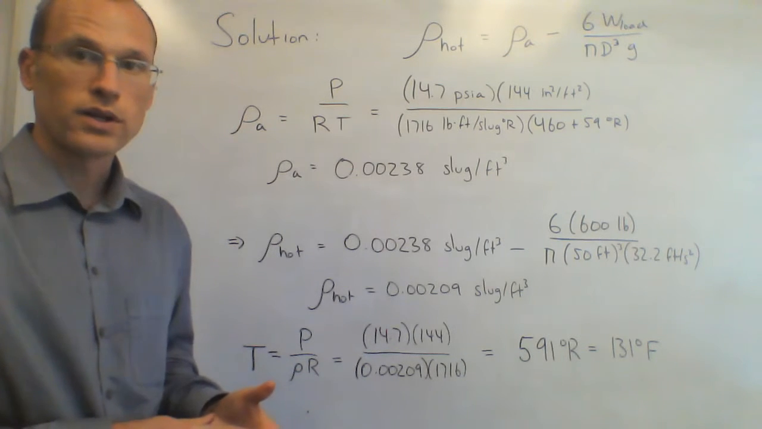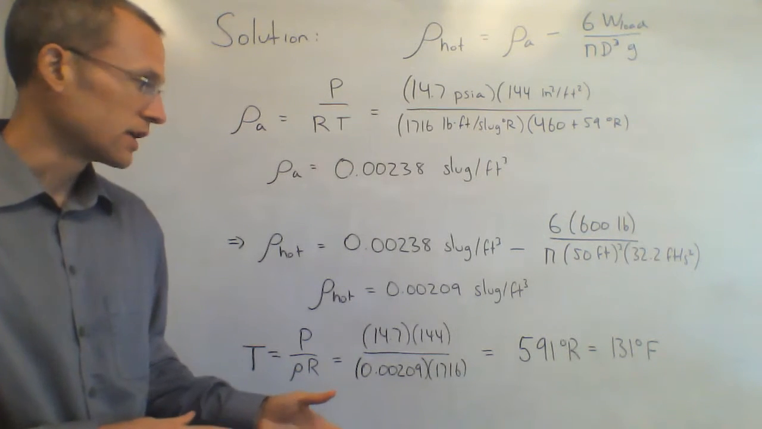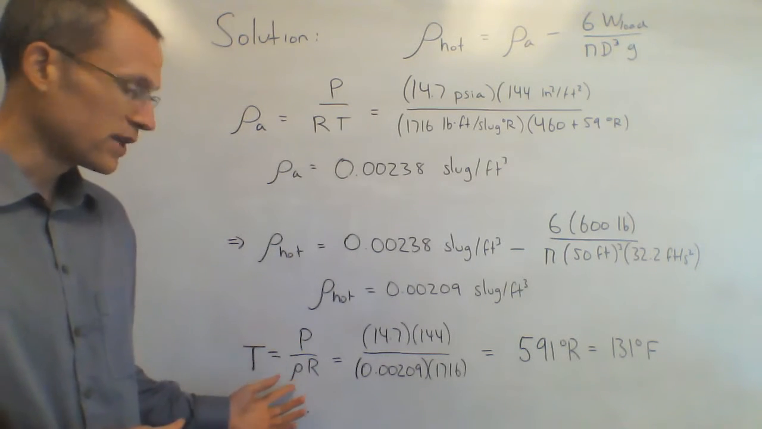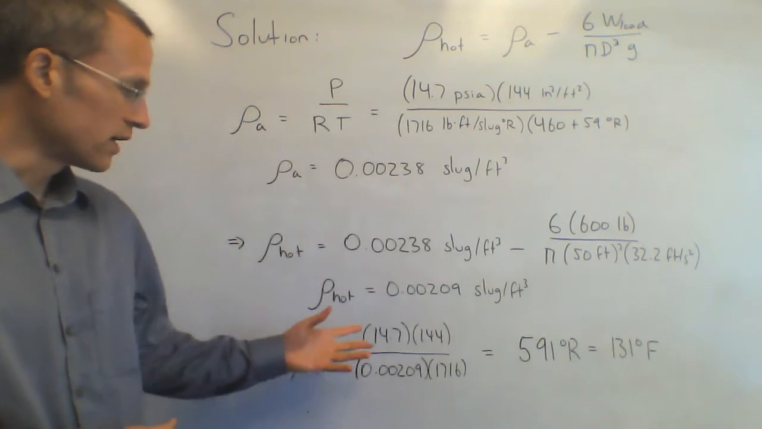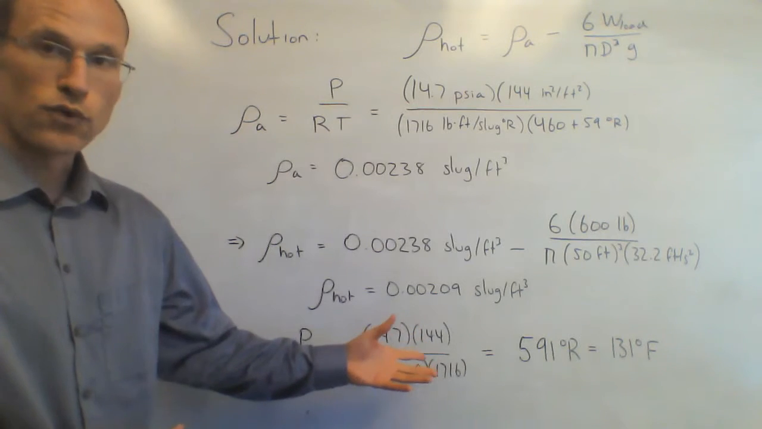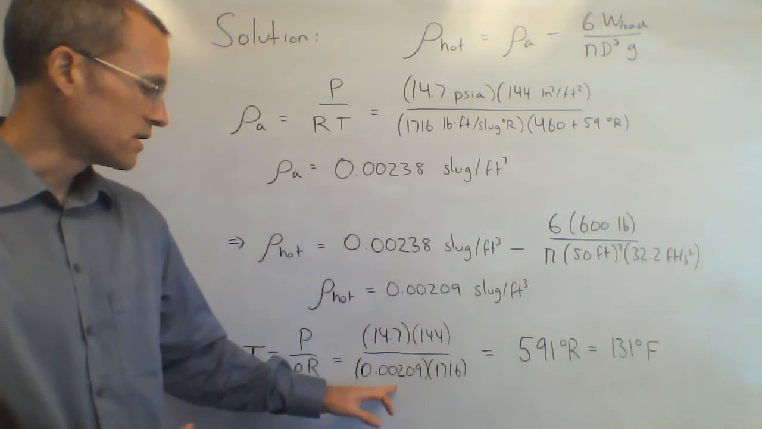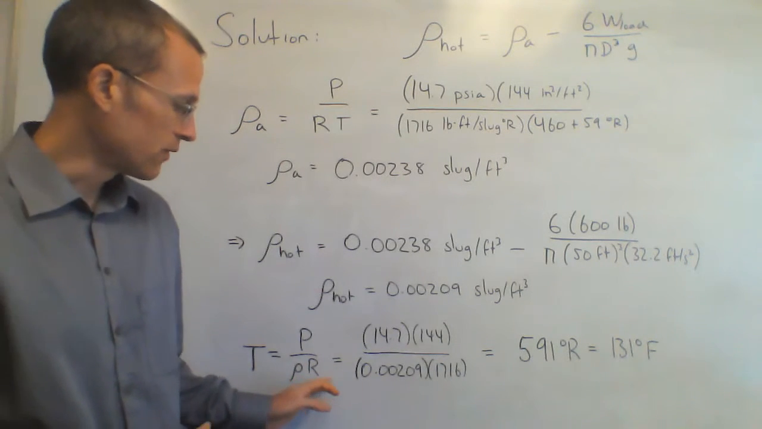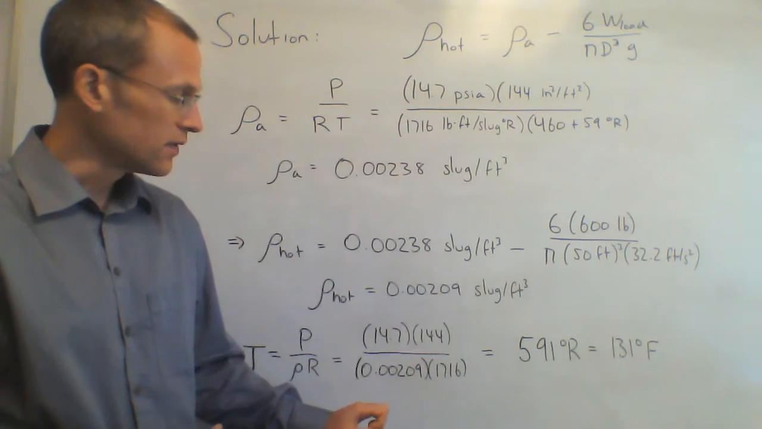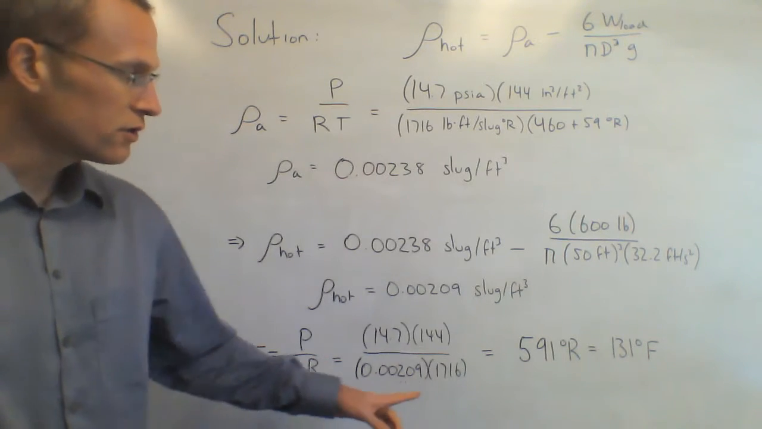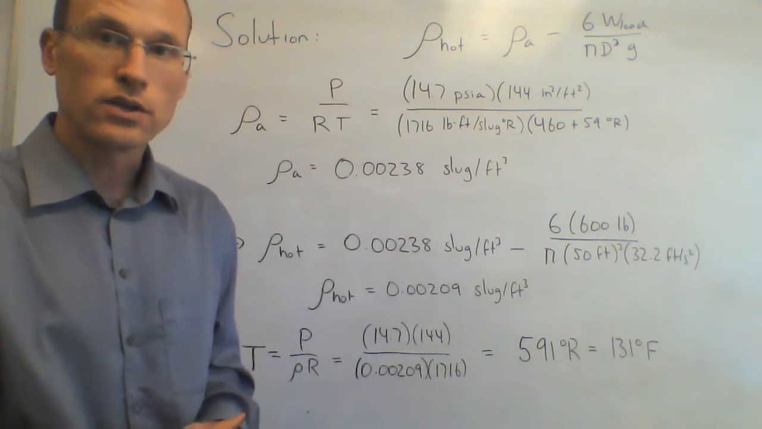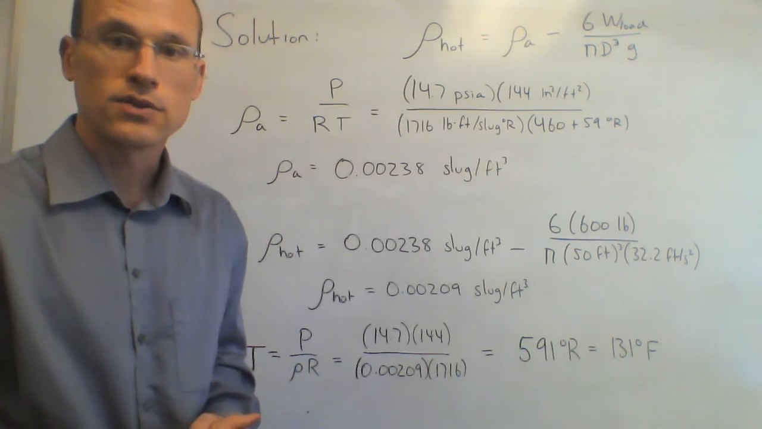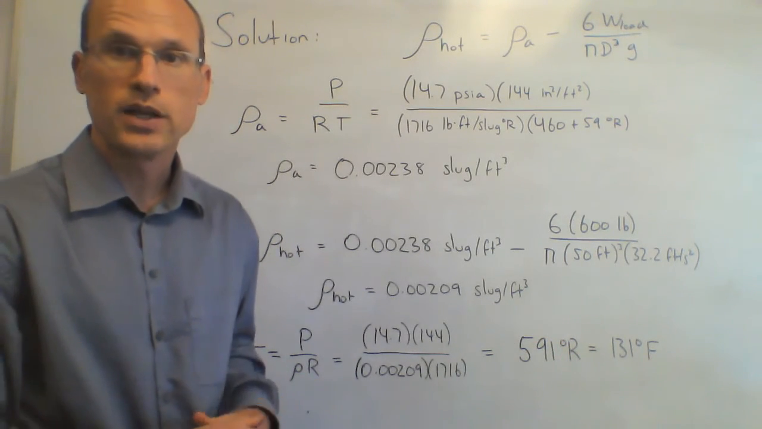The question, of course, wanted the temperature. So to find the temperature, again, ideal gas law, temperature is pressure over density and R. So pressure, again, 14.7, 144 for the right units. This density of 0.00209 slugs per cubic foot. Then, of course, same R value, 1,716, gives me a temperature of 591 degrees Rankine, which is 131 degrees Fahrenheit. So that's the temperature that I need inside my balloon to get this off the ground.